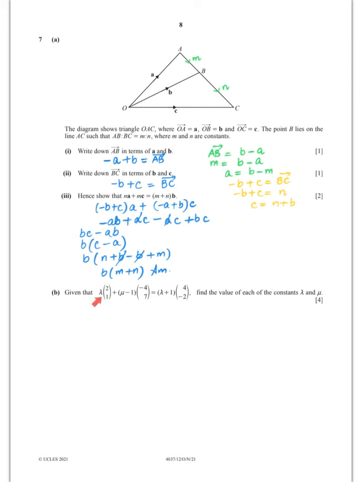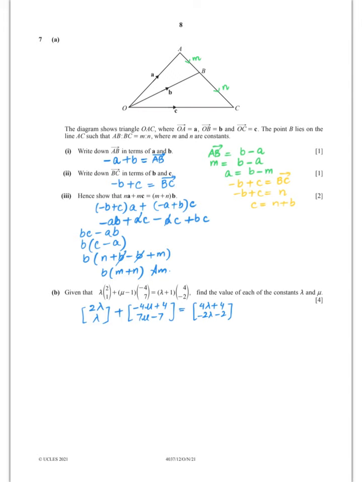It says that lambda times (2, 1) plus mu times (minus 1, minus 4)... vector (7, lambda plus 1)... vector (4, minus 2). Find the value of each of the constants lambda and mu. Firstly, I will do the multiplication here. So that will be 2 lambda times 1, plus minus 4 mu plus 4, and 7 mu minus 7 is equals to 4 lambda plus 4 and minus 2 lambda minus 2.